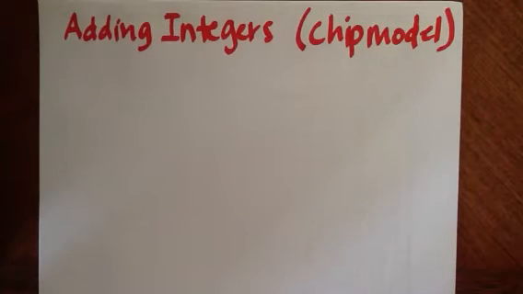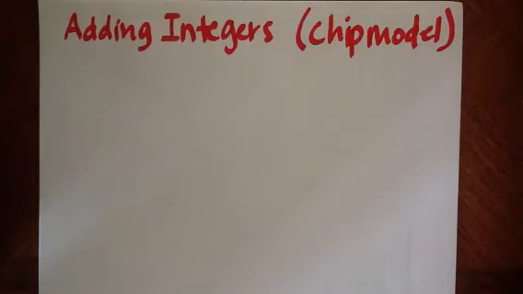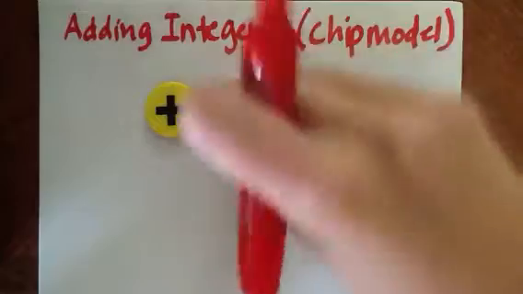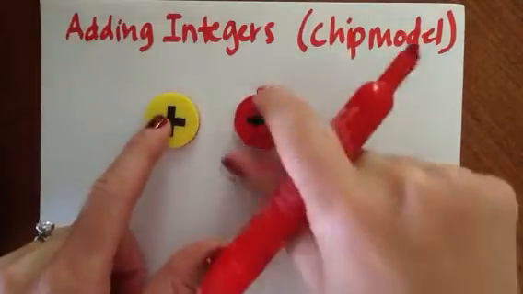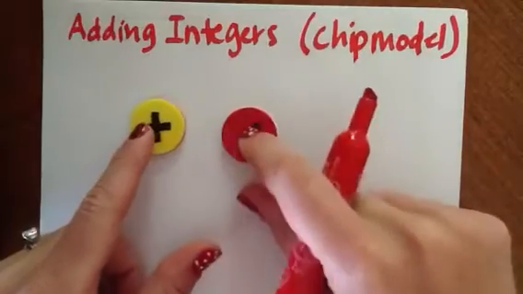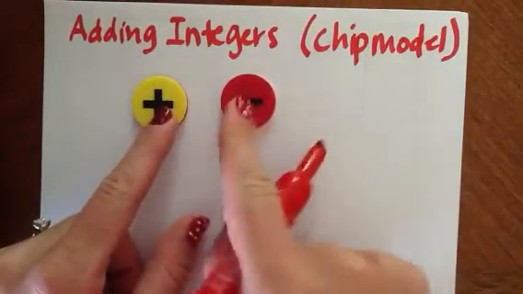In this video, you are going to learn how to add integers using the chip model. In order to do that, you first have to understand what the chips are and what they represent. So each chip has two sides to it. One side is positive, one side is negative.